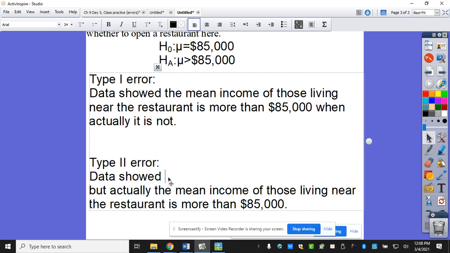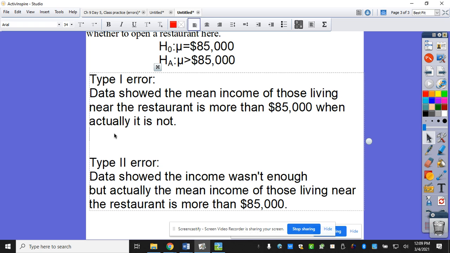And so that's the correct way to do it, but I usually avoid direction there and basically just say the data showed the income wasn't enough. It still kind of has direction in there a little bit. But actually the mean income of those living near the restaurant is more than $85,000. So, okay, I always miss that U.